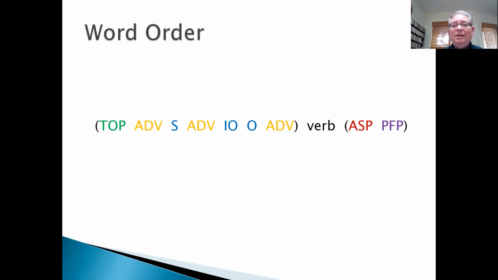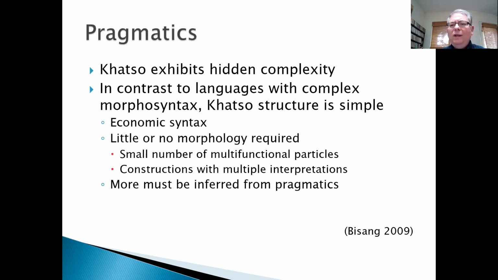Notice also that all these elements before the verb can be optional. So once again, it's very common in Khatso to have clauses that consist of only a verb, or maybe a verb with one aspect or phrase final marker. One last thing I want to say about syntax involves pragmatics. Now, you may not think that pragmatics is related to syntax closely, but in Khatso it really is. Khatso has what Bazang calls hidden complexity. And this is something that we find in a number of East Asian languages.